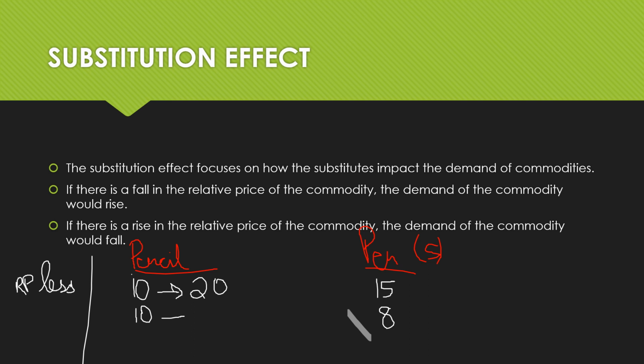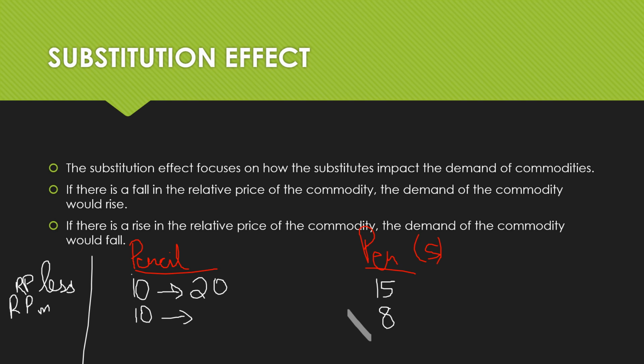Because of this, what will happen? Initially, when I had priced my pencil at rupees 10 per unit, demand was 20. But now some of the people who are buying my pencil would think, okay, pen is cheaper, it's only 8 rupees. So some of them would shift to buying pen because they now feel the pencil is expensive. And why are they feeling pencil is expensive? Because the price of pen has reduced and the relative price has increased.